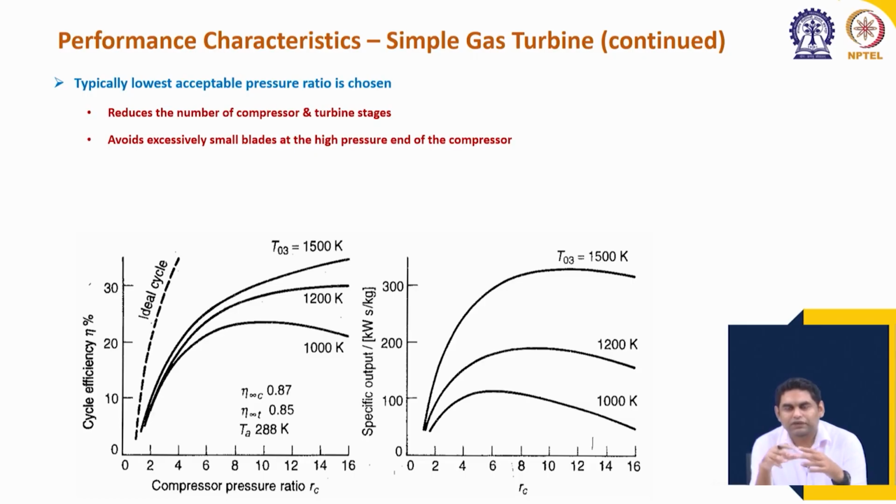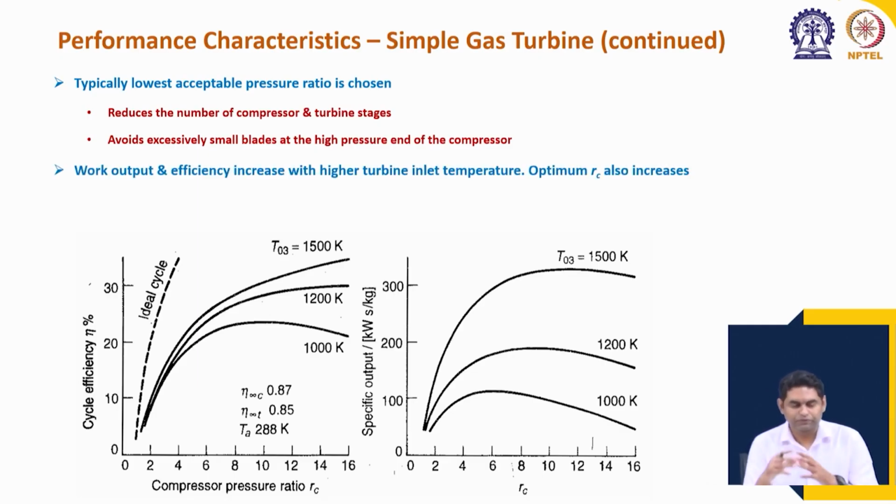As a result, the passage area required for flow becomes very small, which creates excessively small blades at that end. Then the ends of the blades actually influence the flow pattern, which can lead to inefficient flow through the compressor. Okay. So, that is one important point.